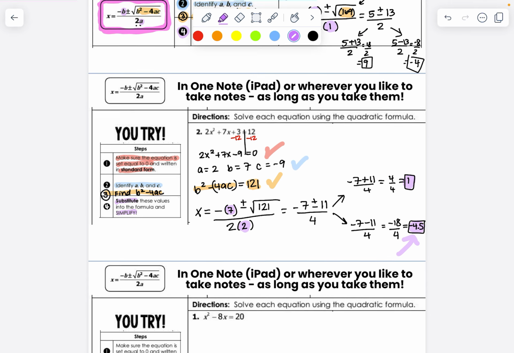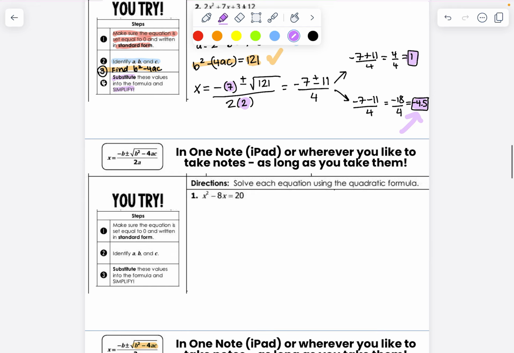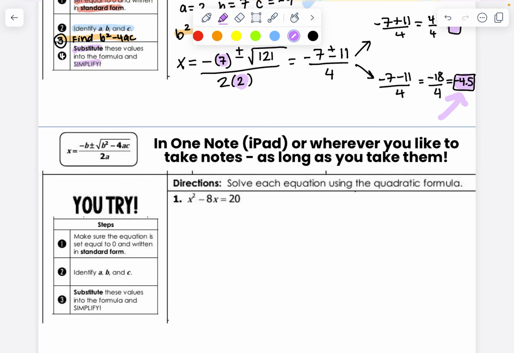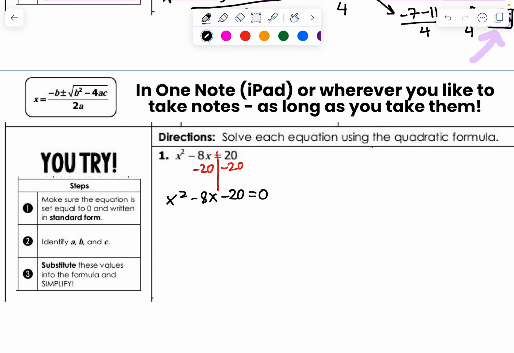Okay, so what I would like you to do, use this example, number 2, and I want you to try number 1. Okay, so you're going to try number 1, x squared minus 8x equals 20. Okay, hey, just want to give you a hint. This is your first step. Check your work, see if this was your first step, x squared minus 8x minus 20 is equal to 0. Now that you've done this, make sure your equation is set equal to 0 and written in standard form. Now you're ready to go to step 2. Okay?